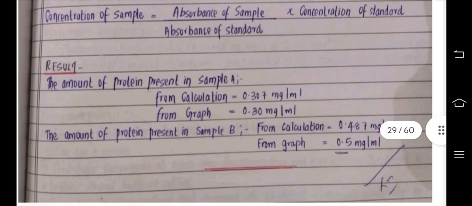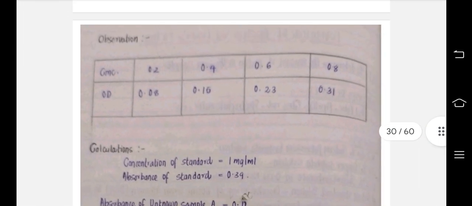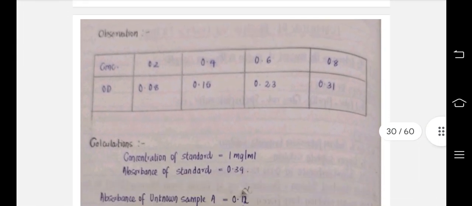Result: the amount of protein present in sample A from calculation from graph, the amount of protein present in sample B from calculation from graph. Here you could see a picture which depicts the observations. Concentration 0.2, 0.4, 0.6, 0.8. Optical densities are also shown, corresponding optical densities. Then calculations.